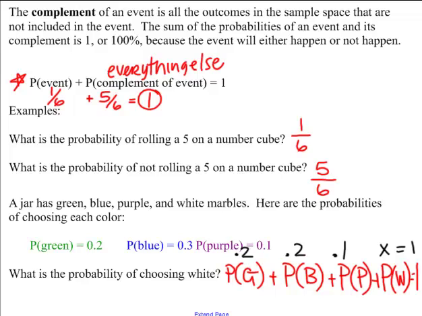Sorry, this is a 3. If you add up 0.2 plus 0.3 plus 0.1, you end up with 0.6. So that means that the leftover, or whatever else we need to make 1, is 0.4. So the probability of choosing a white one is 40%. There's way more white ones than there is green, blue, or purple.